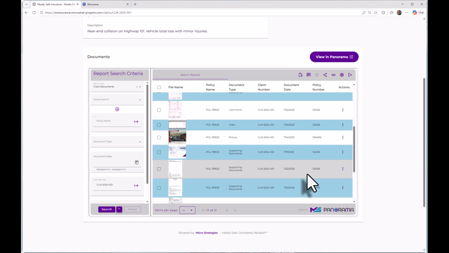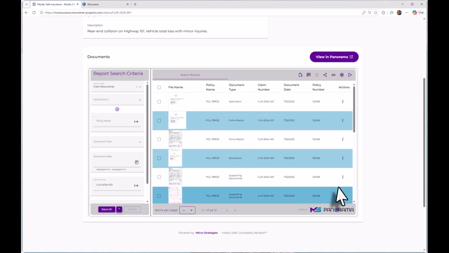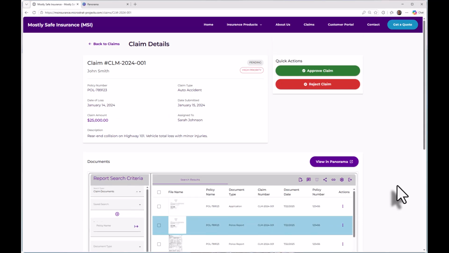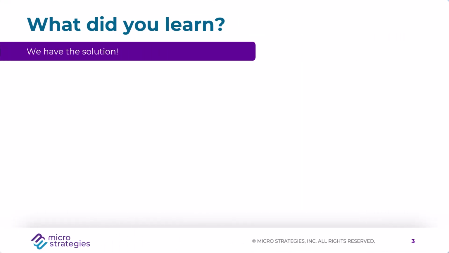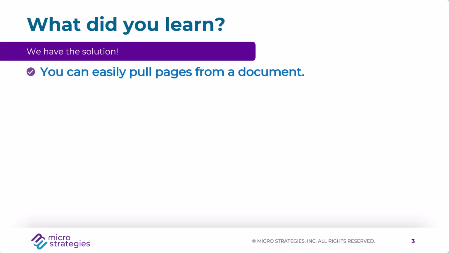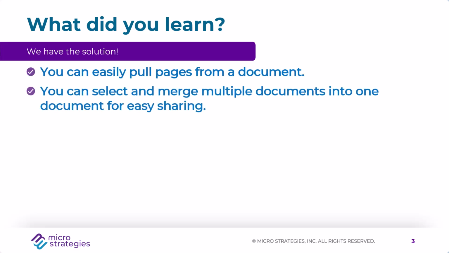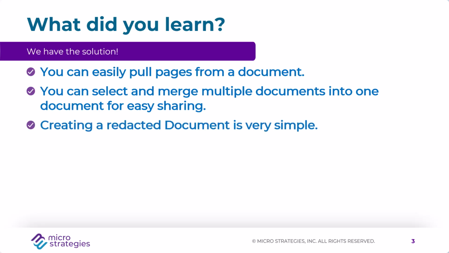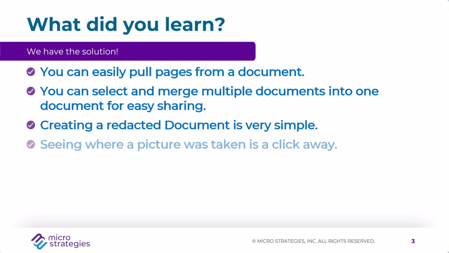So there you have it, your ability to extract, merge, redact, and of course, see where pictures are seen, all from within your existing application. So what did you learn? Well, you'll learn that you can easily pull pages from a document. You can select and merge multiple documents into one document for easy sharing. Creating a redacted document, very simple. And seeing where a picture was taken is just a click away.